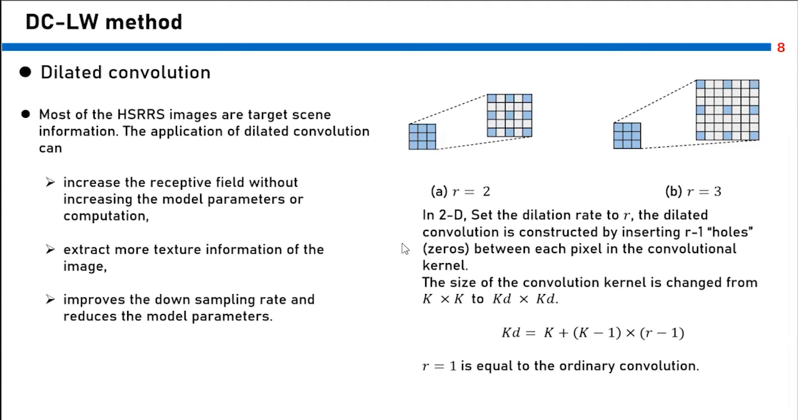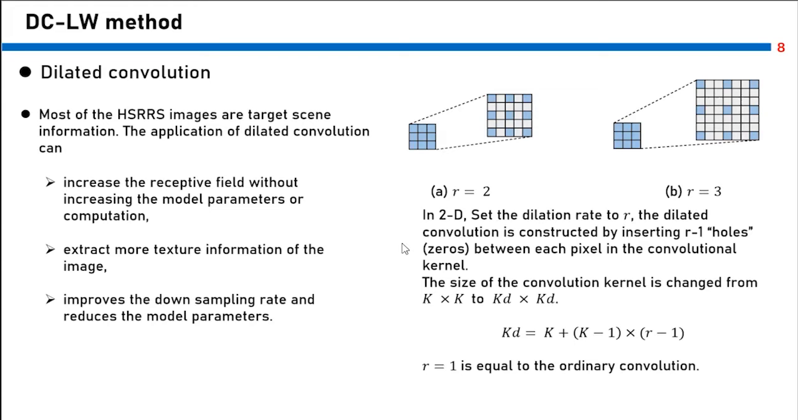Because most HSRS images are target scene information, we will use the dilated convolution method to increase the receptive field without increasing the model parameters and computation, in order to extract more textural information of the image, improve the down sampling rate and reduce the model parameters.